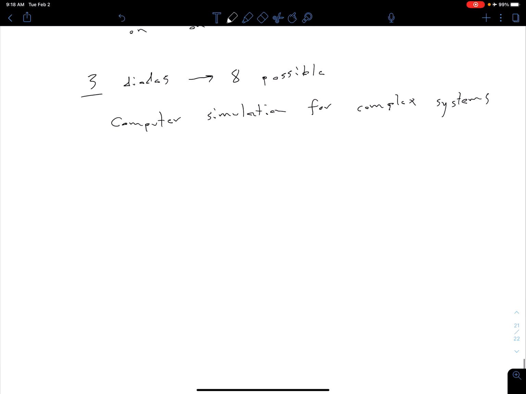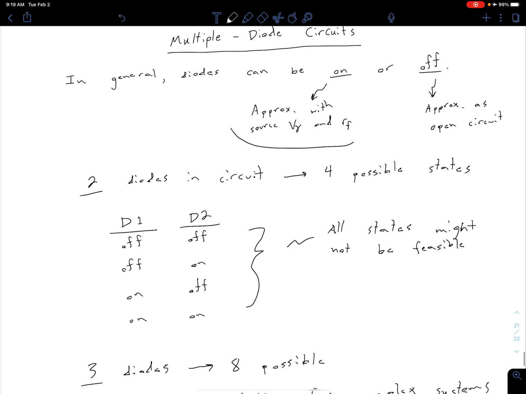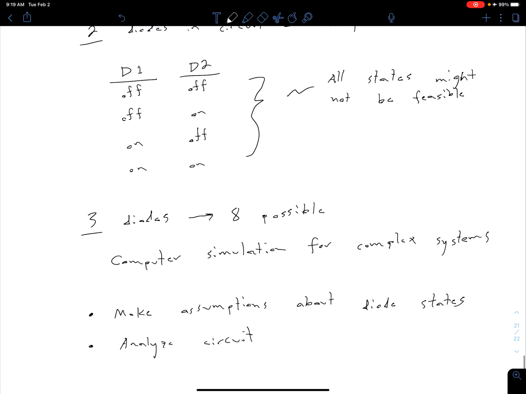Well, the basic process is we're going to make assumptions about diode states. And so what that means is basically we're going to assume diode 1 is on, diode 2 is off, for instance. Our next step is then to analyze the circuit like we would normally. And so of course, when we analyze the circuit, we come back up here and we're using these approximations. So if we assumed it's on, we're approximating it as a voltage source with that resistor in series. If we assumed it's off, we're approximating it as an open circuit.